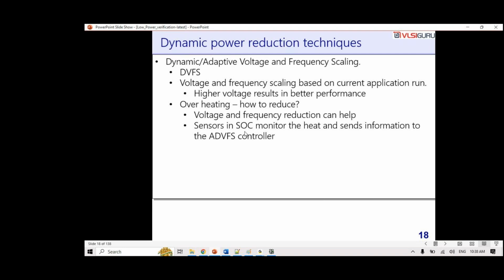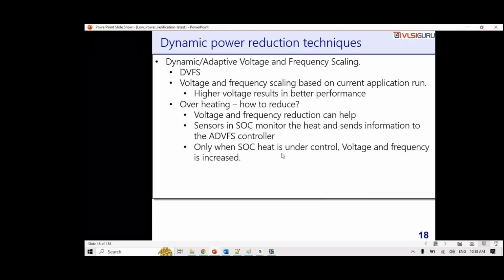So there are sensors in the SoC that monitor the heat and send this information to the DVFS controller. This is something we are talking about in the power management unit. That is essentially part of the power management unit, the power managers. Only when the SoC heat is under control are the voltage and frequency increased again. That is about the concept of DVFS.